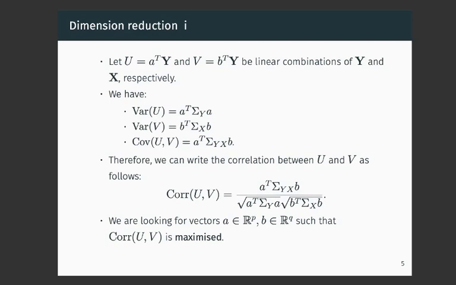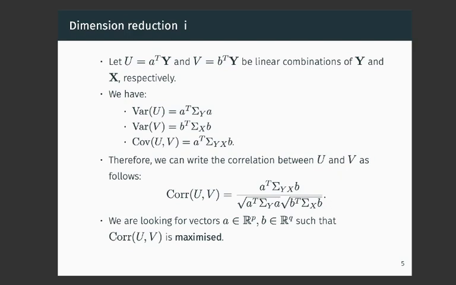Let U be a linear combination of Y. So U is A transpose times Y. And let V be similarly a linear combination of the X's. So V is B transpose times X.